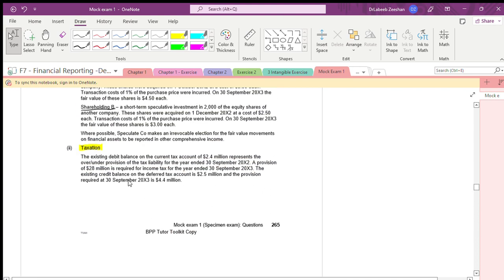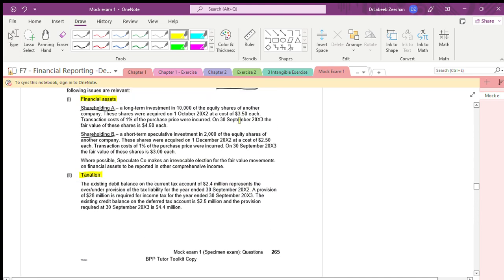Now, what they have mentioned, shareholding A. A long-term investment is 10,000 equity shares of another company. These shares are acquired on 1st of October 2002 at the cost of 3.5. Transaction cost is 1% and the purchase price was incurred. The fair value of these shares is 4.5. Okay. Shareholding B is a short term. This they are talking about a long term investment, and now they are talking about a short term speculative investment.